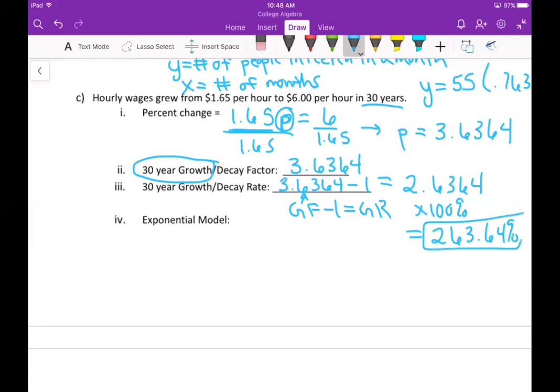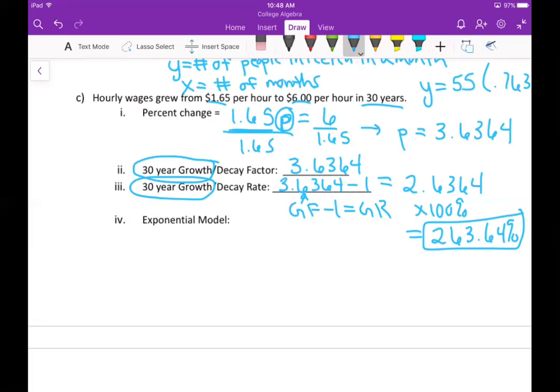and so I see that my percent growth here is 263.64%. And that's such a big percentage because we made such a giant leap here, right? From 1.65 to 6. That's my 30-year growth rate. It grew by 263.64% in 30 years.